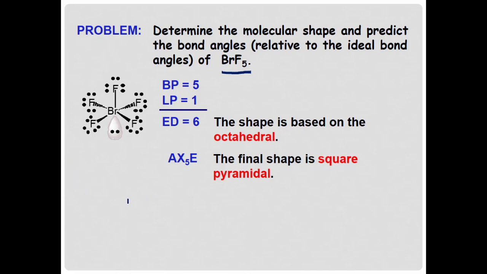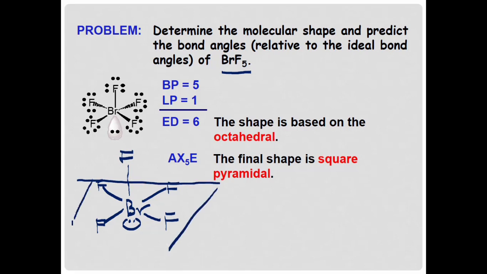Now we try to draw the square pyramidal. Bromine bonding with fluorines and 1 lone pair, and the 4 fluorines in a planar arrangement. The angle is 90 degrees, and here is the plane. If we draw the lines between the four fluorines, we can see the shape is square pyramidal.